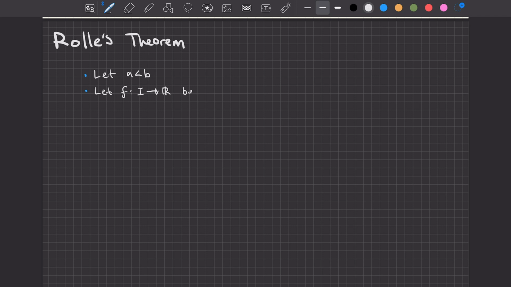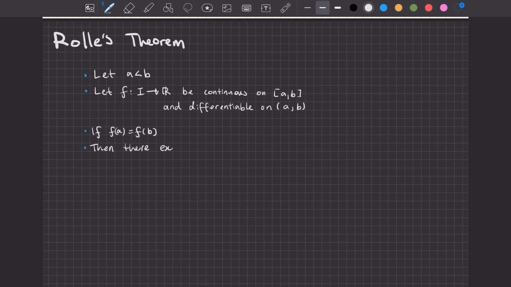So Rolle's theorem states that if I have a function that's continuous from a to b inclusive and differentiable on a to b exclusive, and if f(a) is equal to f(b), then there is some number c between a and b such that the derivative of that number is equal to 0.